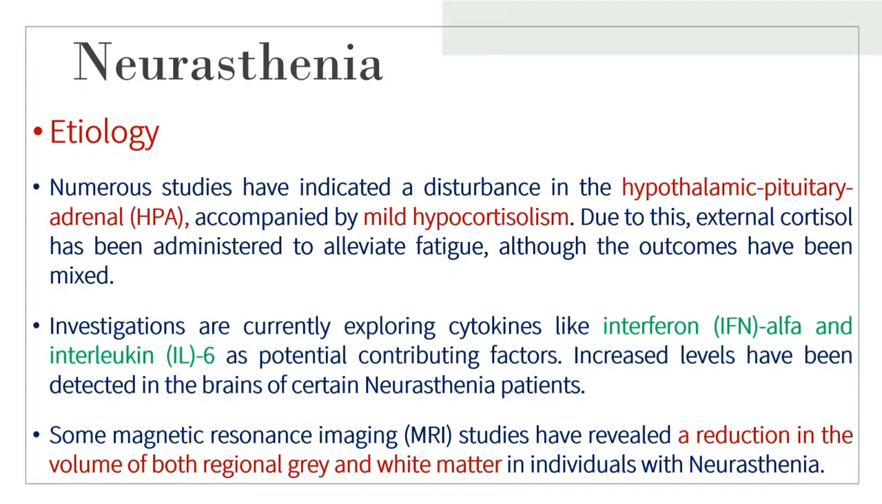Investigations are currently exploring cytokines like interferon alpha and interleukin 6, known as IL-6, as potential contributing factors. Increased levels have been detected in the brains of certain patients. MRI studies have revealed a reduction in the volume of both regional gray and white matter in individuals with neurasthenia.